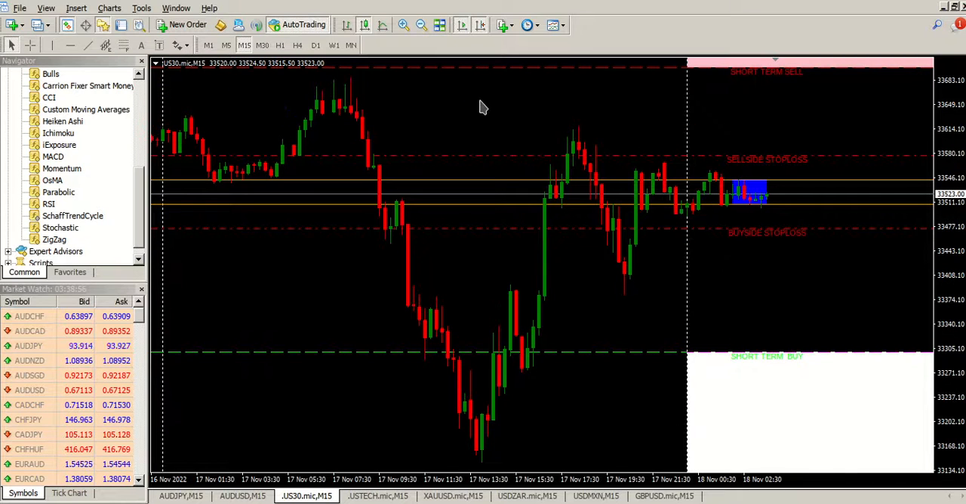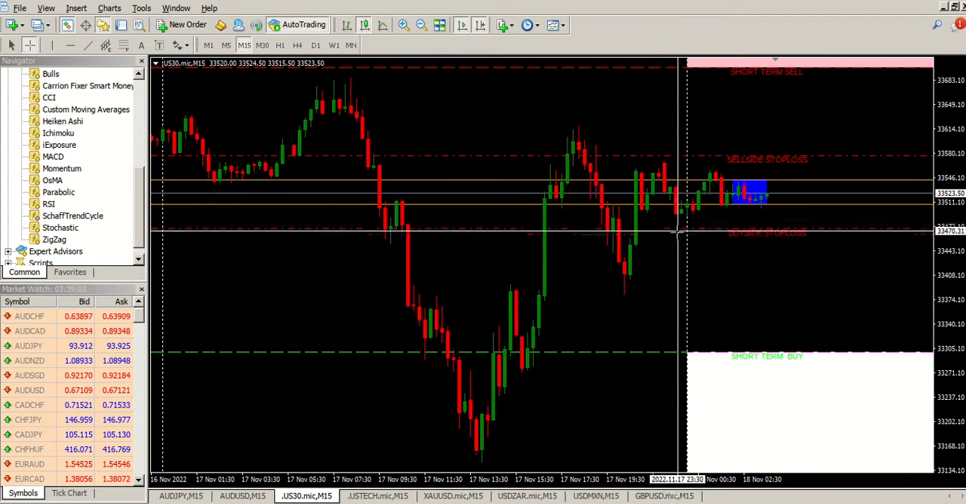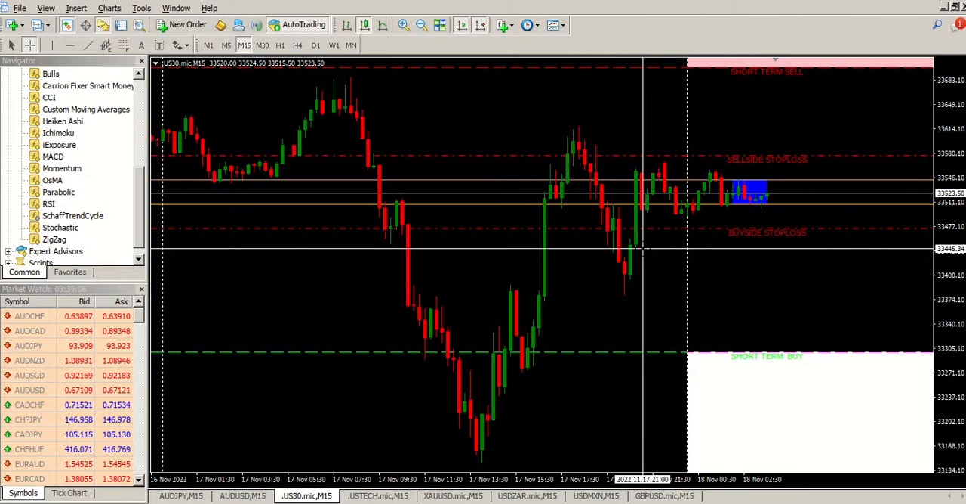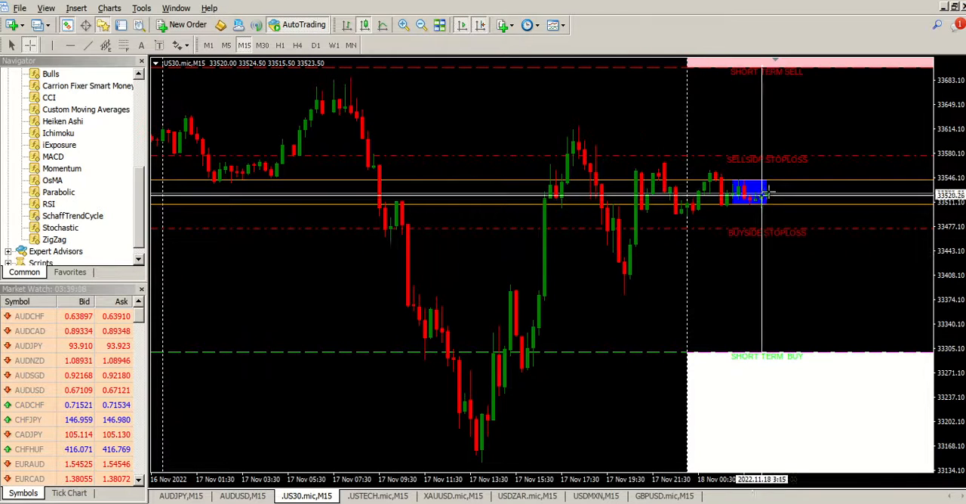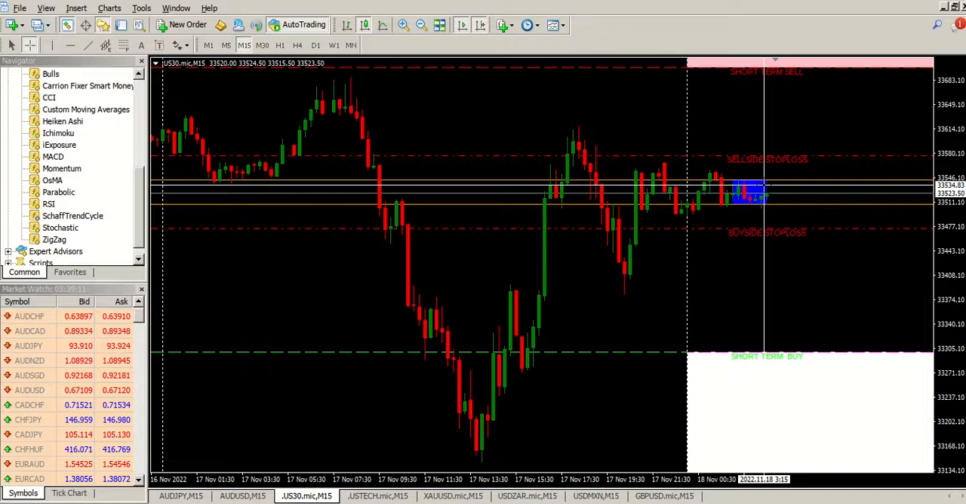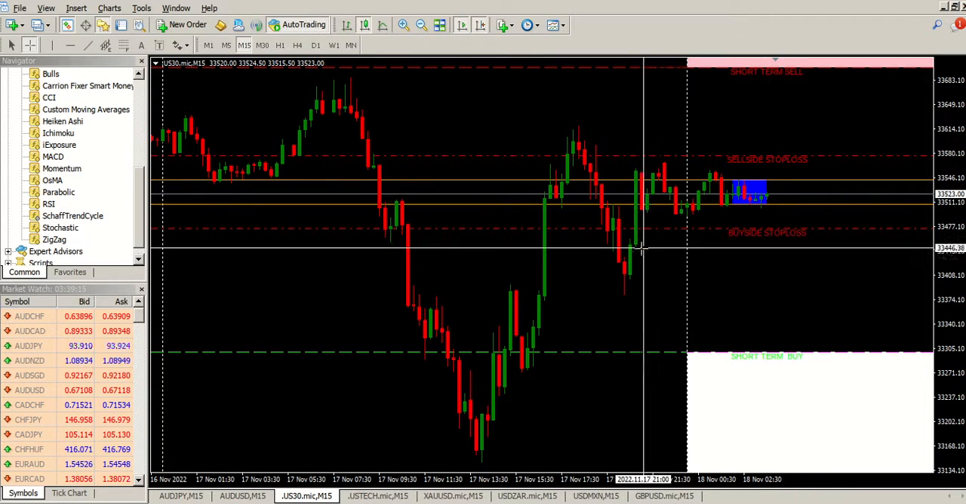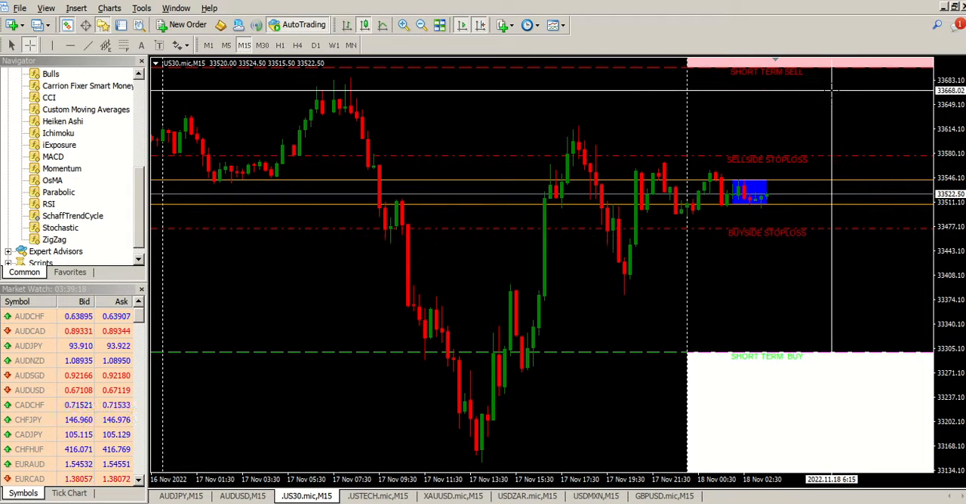USDT, I'm looking for a buy as well. I'm looking for at least maybe this area here. Looking for the market to kind of drop to somewhere around this previous low, and then I'm going to place my buy.